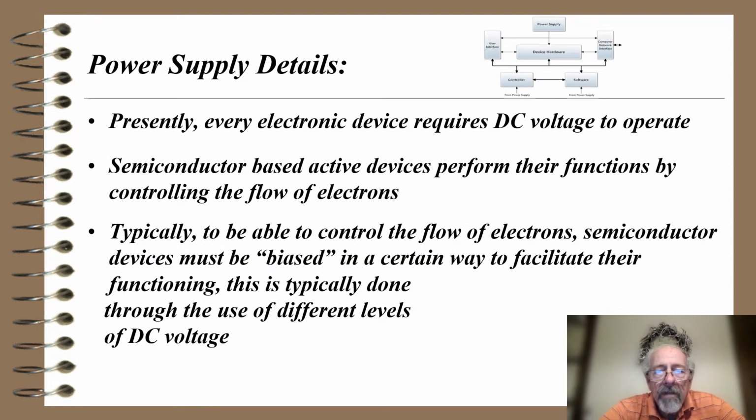Let's take a closer look at some of the details of, say, the power supply. So presently, every electronic device requires DC voltage to operate. Turns out that semiconductor-based active devices perform their functions by controlling the flow of electrons. So typically, to be able to control the flow of electrons, semiconductor devices must be biased in a certain way to facilitate their functioning. This is typically done through the use of different levels of DC voltage.